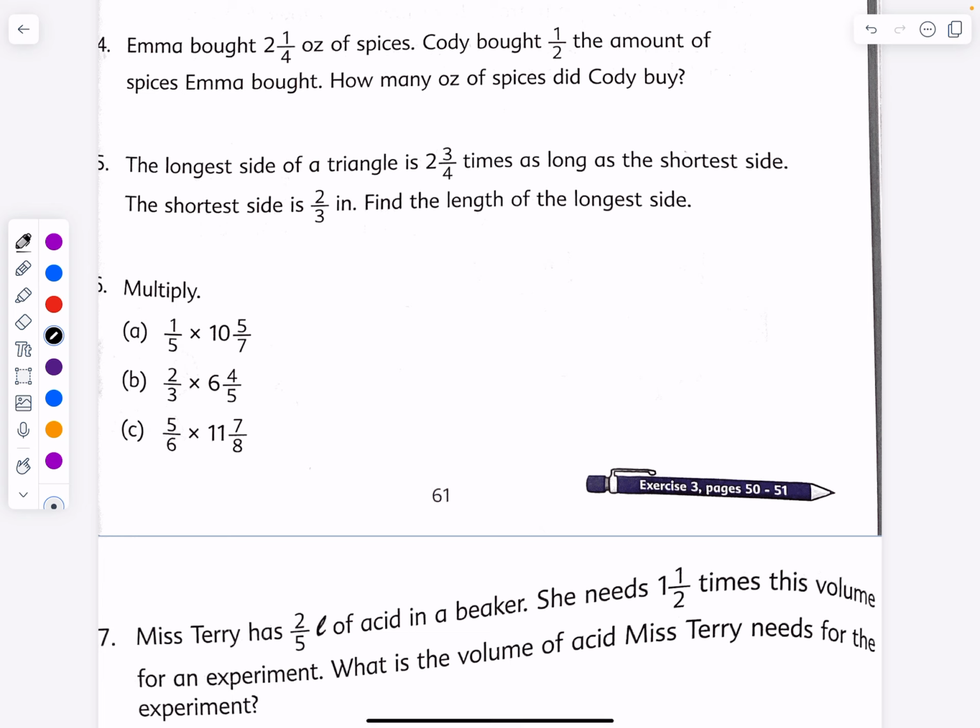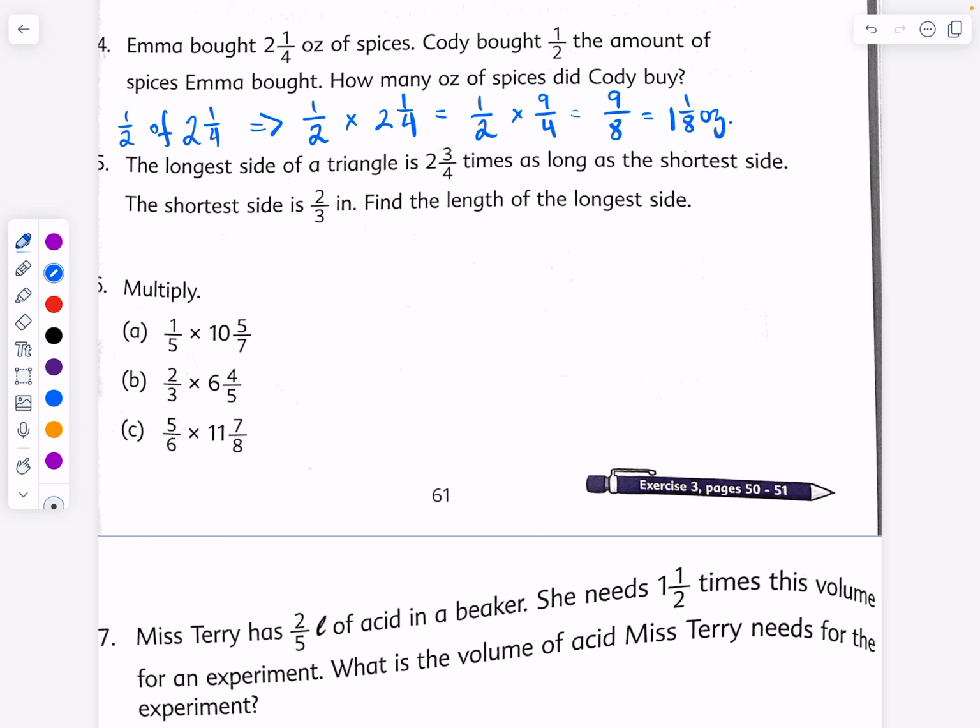Well, half of 2¼ ounces. Let's first write it in English: 2¼, and we need 1/2 of that, right? How do we translate it into the language of math? We multiply by 1/2. 1/2 times 2¼. Let's convert 2¼ to an improper fraction. 1/2 times 9/4 gives us 9/8, which in turn is 1 and 1/8 of an ounce. That's how much Cody bought.